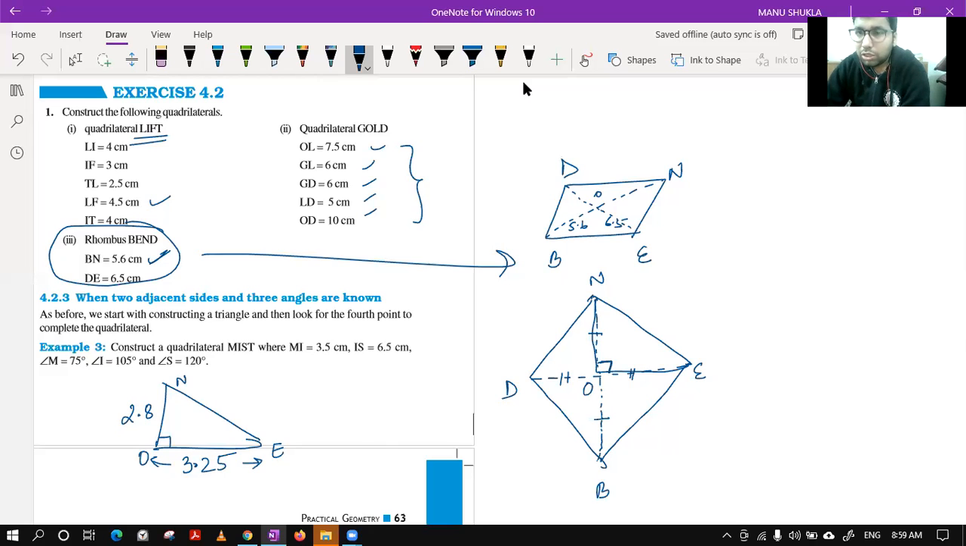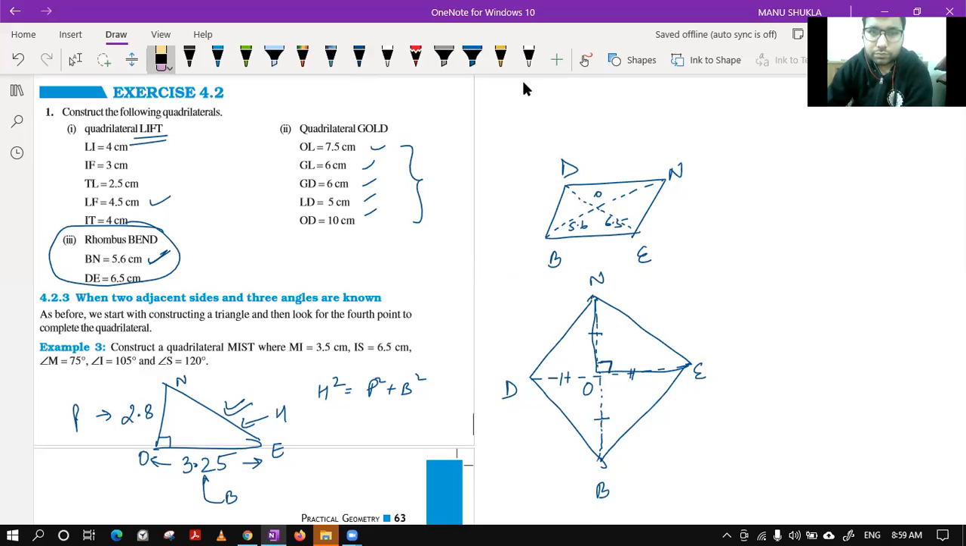This is the thing. So class, can you find the value of NE by Pythagoras theorem? Because you know this is your perpendicular, this is your base, and this is your hypotenuse. And we all know that hypotenuse square is equal to perpendicular square plus base square. Just put the values and see what happens.